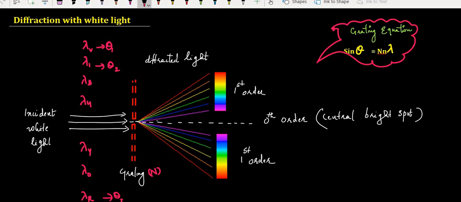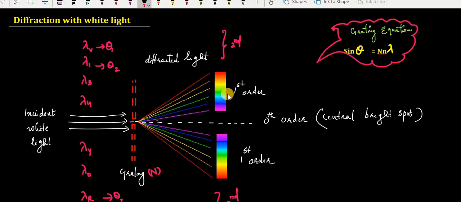So when white light is incident on a grating, these 7 colors will be diffracted in 7 different angles. So at the center spot, we will get a bright white spot as a combination of all these 7 different colors. This is the 0th order. And on both sides of the central maxima, you can see the first order VIBGYOR spectrum. And after that, you can see the second order VIBGYOR spectrum on both sides of the central maxima. Like that, it will continue, and you can see the intensity is reducing as the order is increasing.